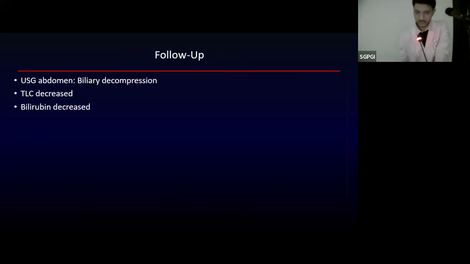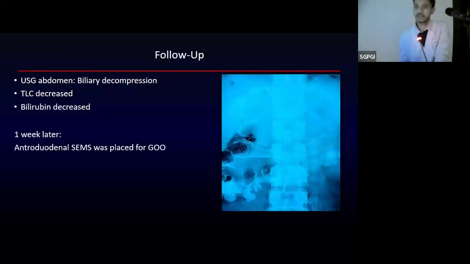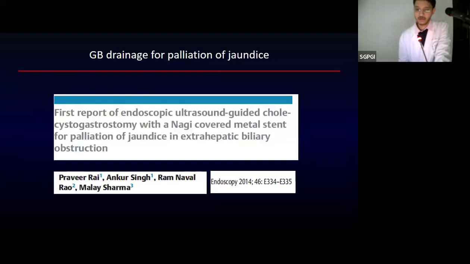On follow-up, the patient achieved biliary decompression, his leukocyte count decreased, and bilirubin decreased. One week later, the gastric outlet obstruction was tackled using an anteroduodenal SEMS placement, as the patient's performance status was poor. The patient eventually resumed a normal diet and chemotherapy was restarted. The case that we showed you was actually the first report of endoscopic ultrasound guided cholecystogastrostomy with a Nagi stent for the palliation of jaundice, published from our center in 2014.